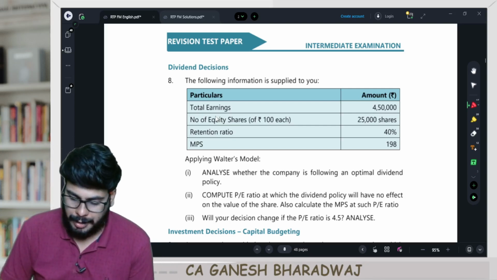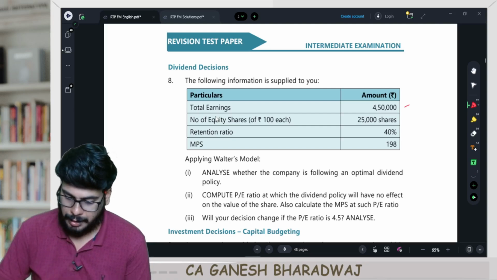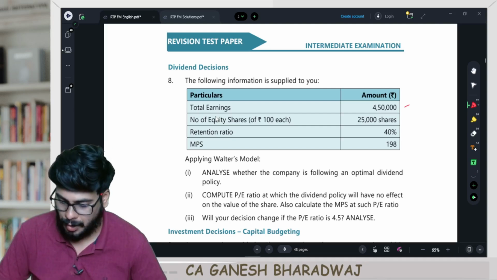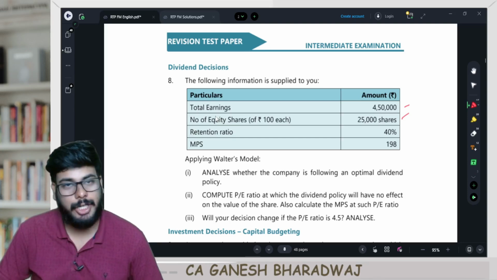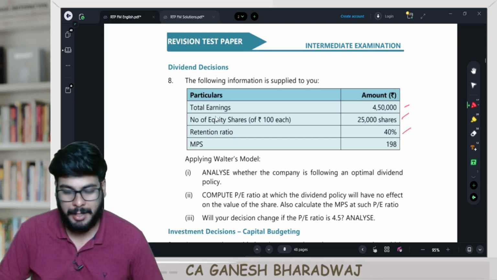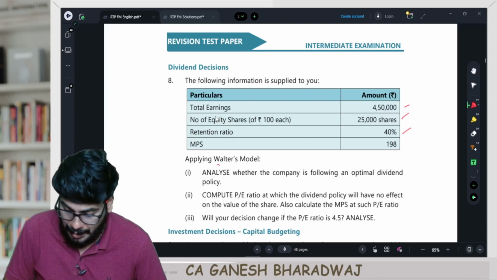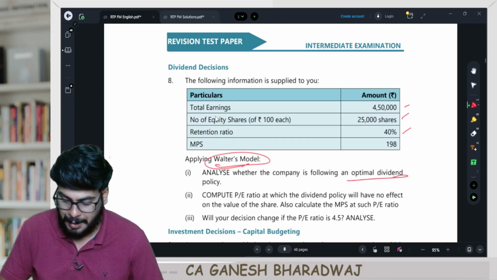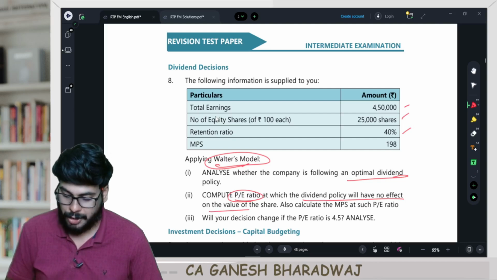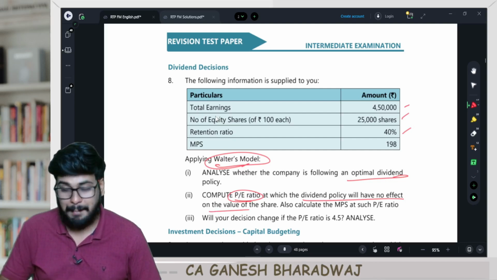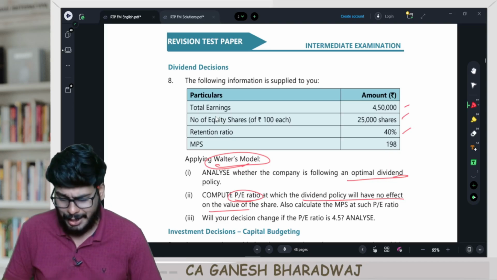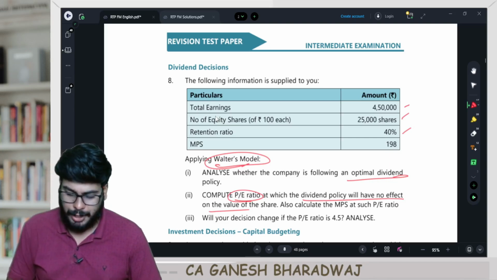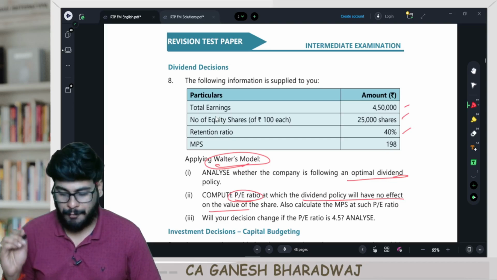The following information is supplied to you. The total earnings is 4,50,000. Number of equity shares of 100 each, 25,000 shares. Retention ratio, it's 40%, and the market price per share is going to be 198. Applying Walter's model, number 1, analyze whether the company is following an optimal dividend policy. Number 2, compute the price earnings ratio at which the dividend policy will have no effect on the value of the share. Also, compute the MPS, the market price, at such PE ratio. And number 3, will your decision change if the PE ratio is 4.5 times?